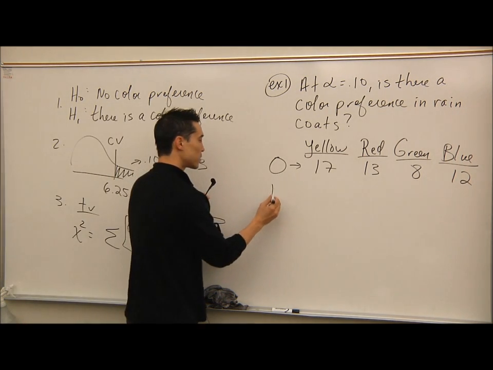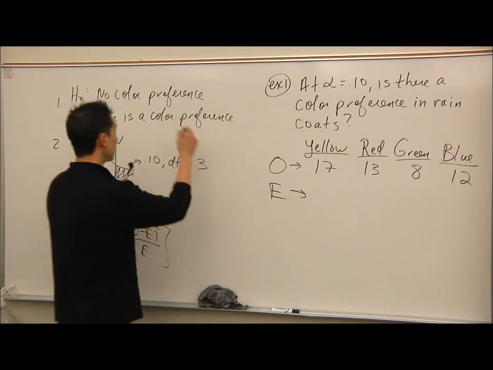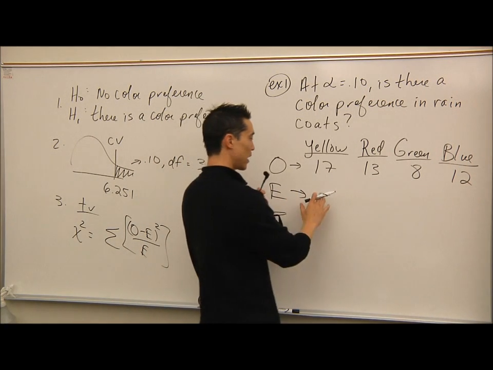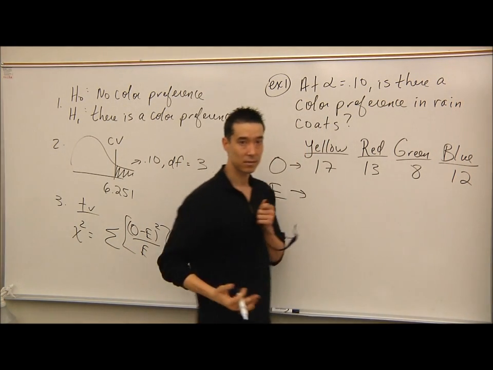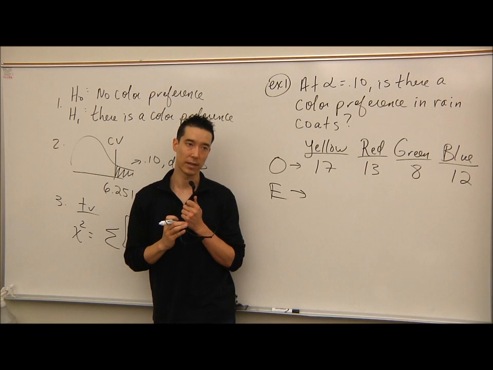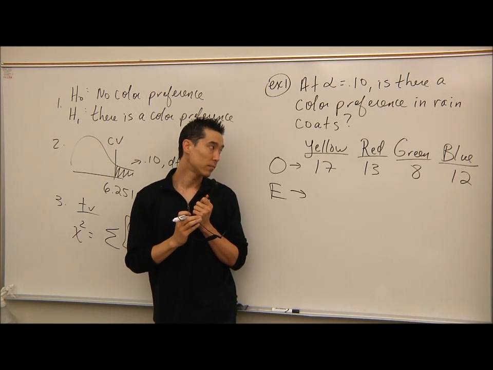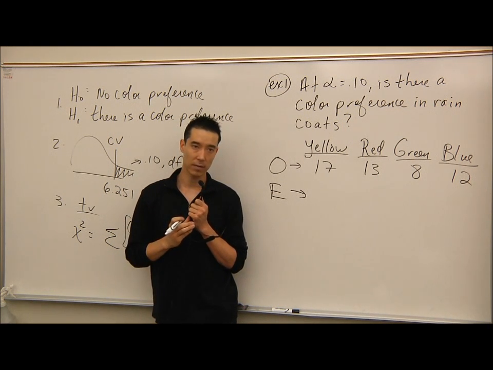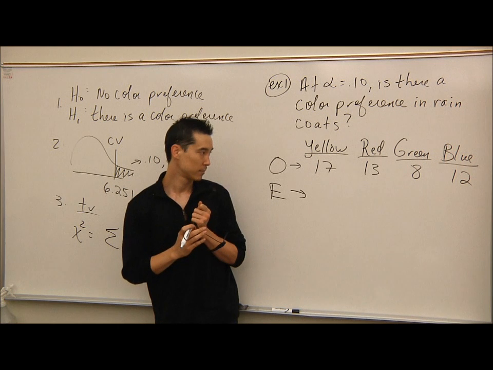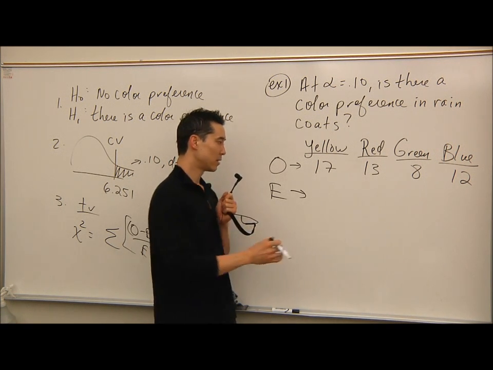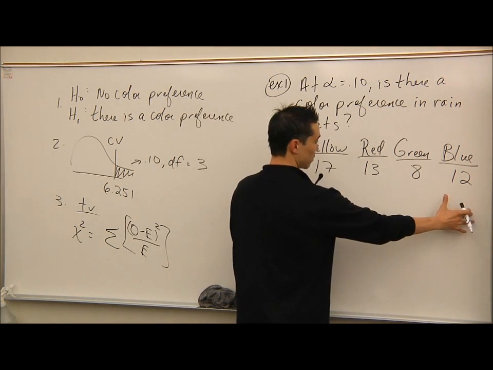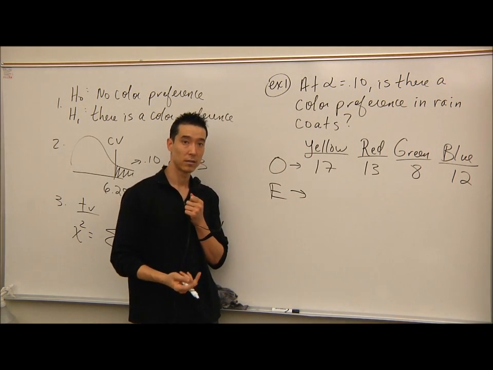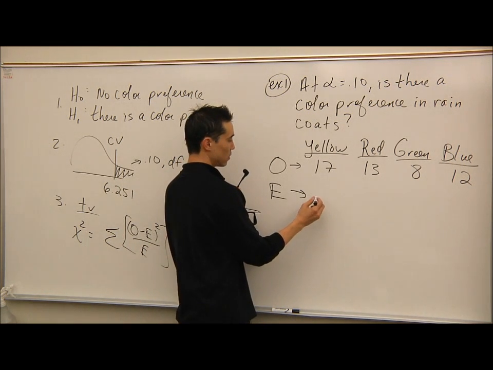So the question is, what was my expectation? So my expectation was there's no color preference. So if there was no color preference, then how many should have been bought? How do I figure that out, right? Well, if there's 50 raincoats sold and they all should be the same, how am I going to figure out that number? Does everybody understand the question? So there's 50 total raincoats sold, right? So there's 50. And if they're all supposed to be the same, I would just do 50 divided by 4, right? And that would give me 12 and a half.